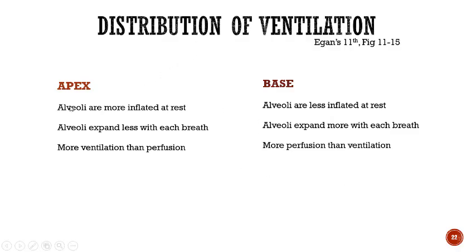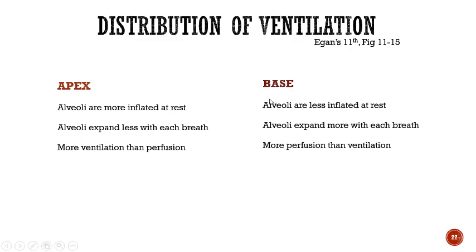Distribution of ventilation. In your apex, your alveoli are more inflated at rest. And all this means is no matter where you are in your breathing cycle, the size of your alveoli at the apex doesn't really change that much. They're not really moving all that much. They're about the same size all the way through your ventilation cycle. And then again, at the apex, you have more ventilation than perfusion.